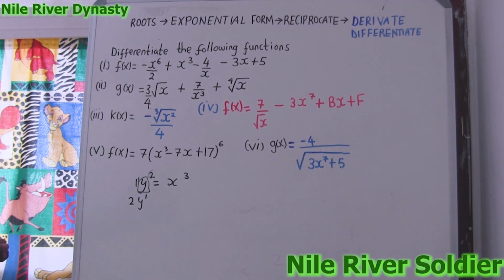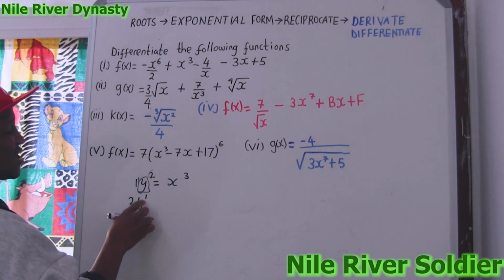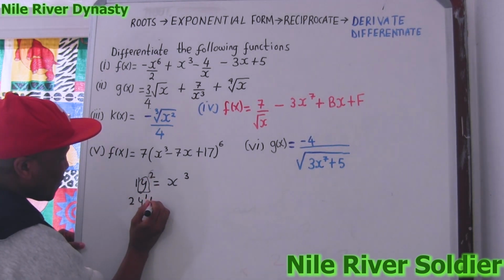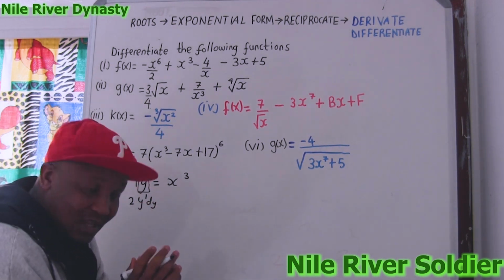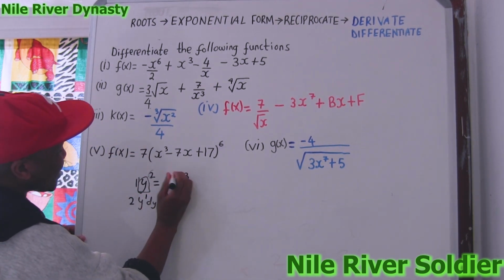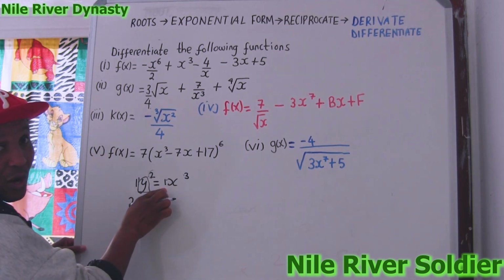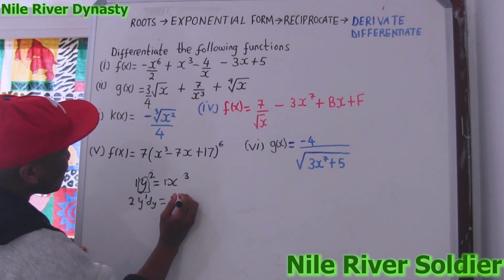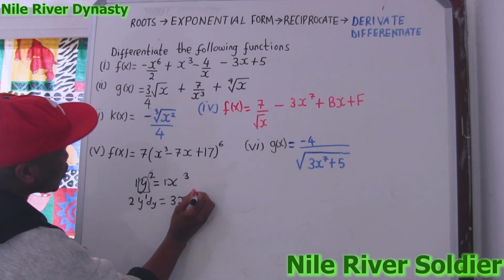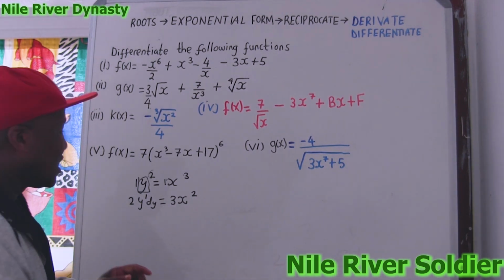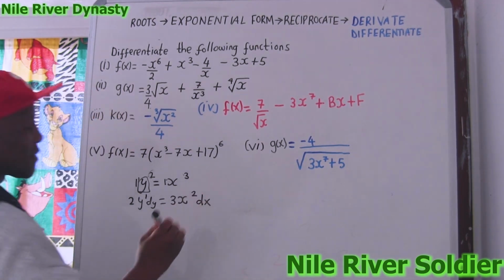Easy. So what did you differentiate here? You differentiated y, so you must give dy. dy is like giving you respect. Now come here, take this number to the front. If there's no number, it means 1. 3 times 1 equals 3, and then x to the power of 3 minus 1 equals 2. You differentiated x, so you must give dx. You know what I'm saying?